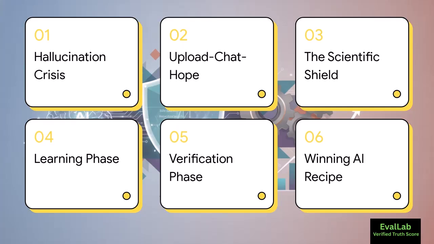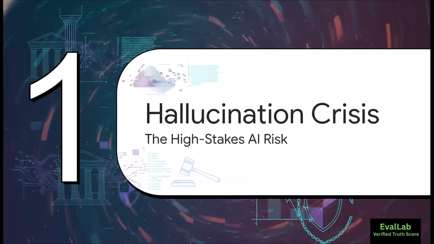So here's our agenda for today's explainer. We're going to cover 1, the AI hallucination crisis, 2, the upload chat hope anti-pattern, 3, EvaLab, the scientific shield, 4, Chapter 1, the learning phase, 5, Chapter 2, the verification phase, and finally, 6, the winning AI recipe. All right, Part 1, the AI hallucination crisis.